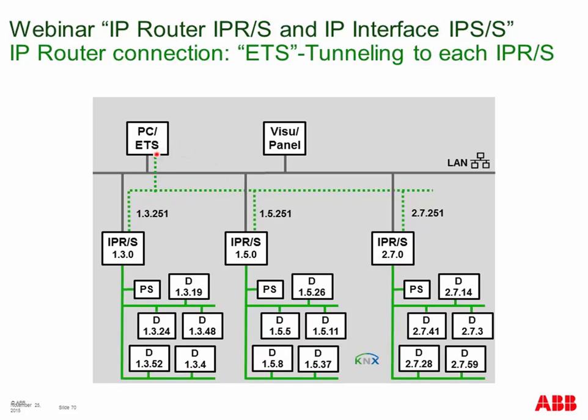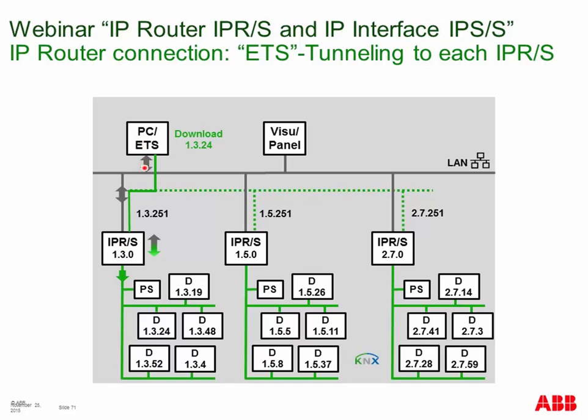We create another tunneling connection from here to this IP router into this line, and the local address of this tunneling connection must be 251, for example. So maybe when we have 100 IP routers, then we have 100 tunneling connections in the ETS. To each IP router or each IP interface we create one tunneling connection. Now when we want to make a download, we select this tunneling connection from the ETS to our IP router, and then we make a download to the device 1324, and the download goes straight via the tunneling server into the line.